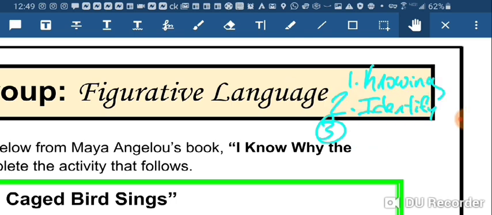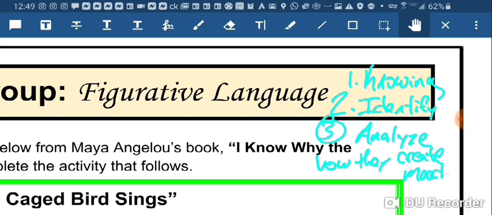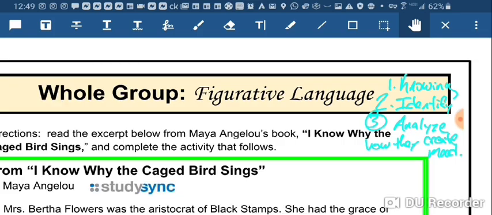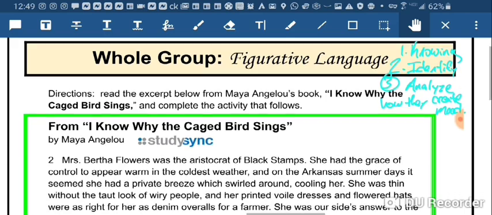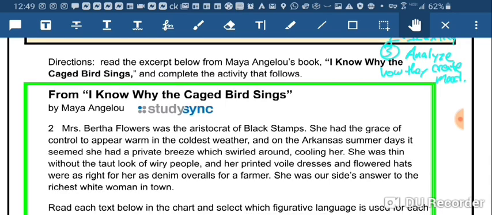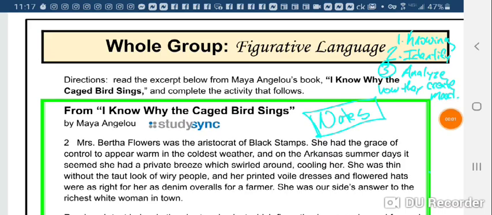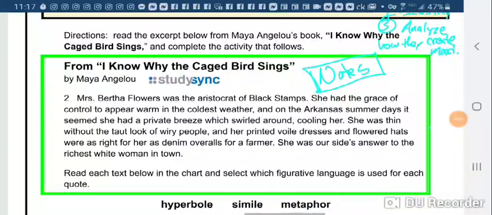Analyze how it creates mood. Once again, I want to remind you it's a choice, a deliberate choice by the writer to use specific literary figurative language in order to create various effects with the reader. Mood is one of those things that the author tries to do. Okay, so now we will work through this part of text from Maya Angelou.